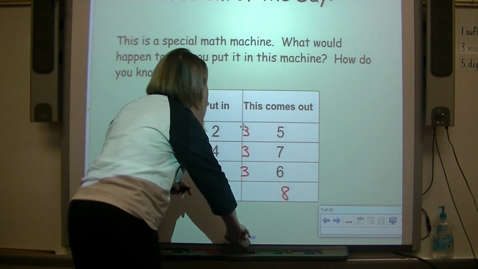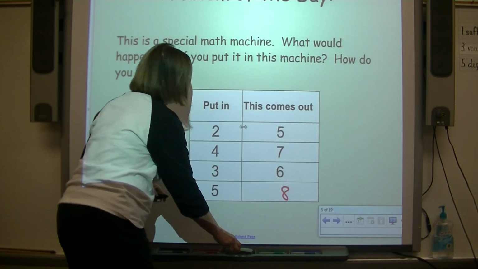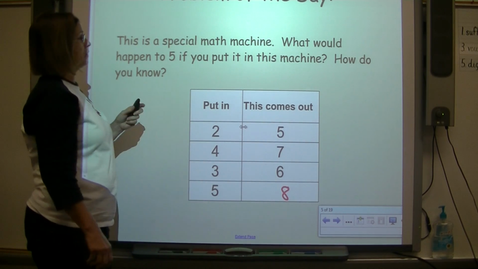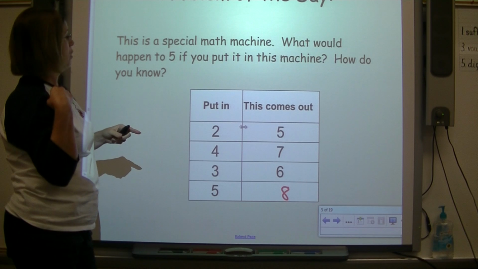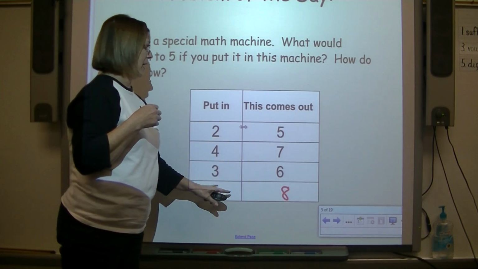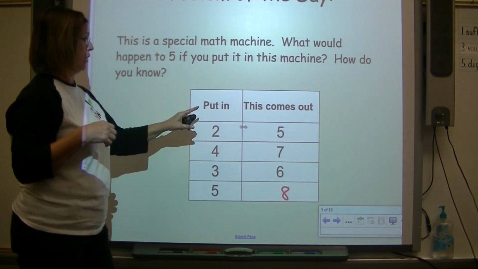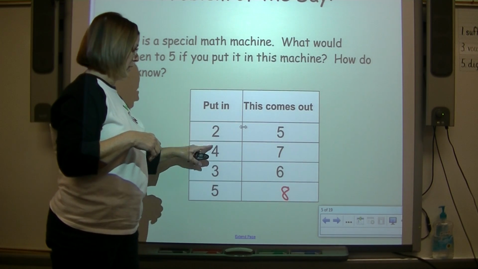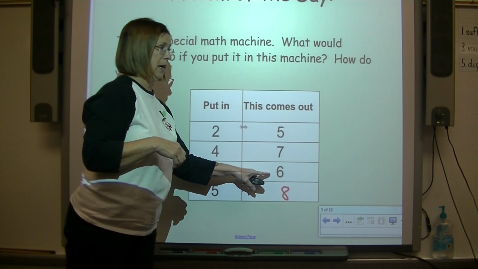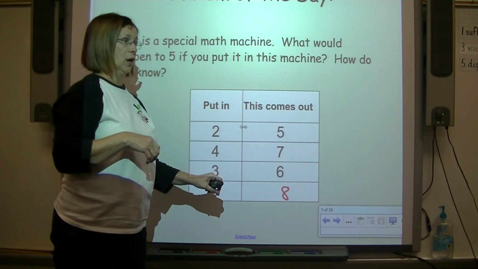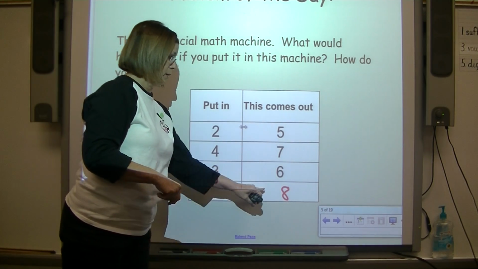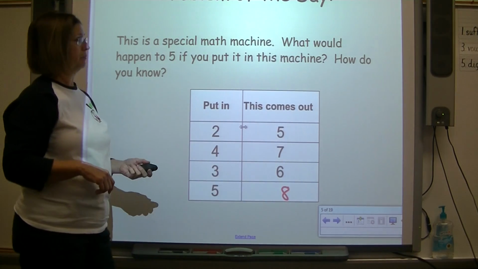Now, this sort of goes with today's lesson. Okay? So, the reason that we know what's going to happen to 5 is because we checked what happened to all the others. So, we knew that we had to add 3 to all these numbers to make these numbers come out. So, we had to add 3 to this number to make this number come out.